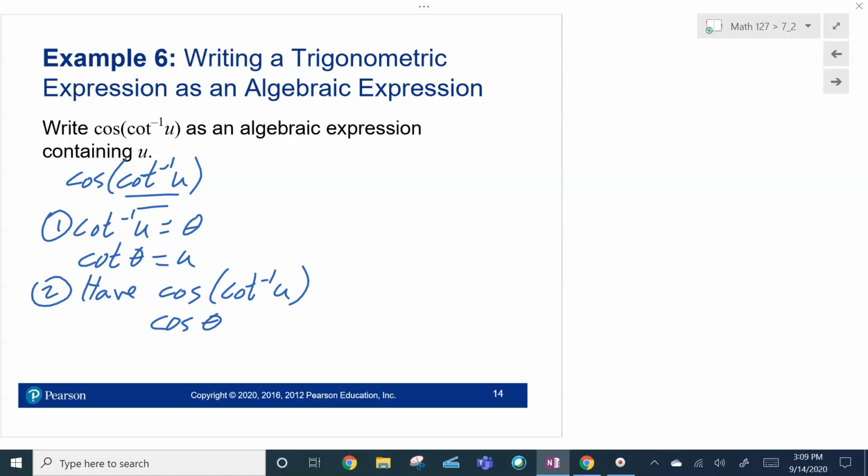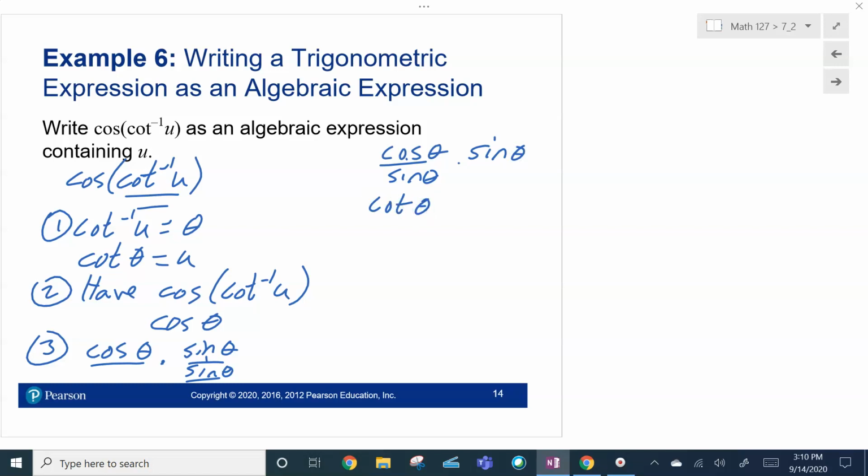What I'm going to do is run a little trick on this. I'm going to multiply this, because I'm trying to put this all in terms of u, and I know that the cotangent of theta is u. So how am I going to get the cotangent? Well, I need a cosine over sine. So let me just multiply this by sine over sine, so I'm multiplying it by 1. And here's my cotangent: cosine over sine. So this becomes cosine over sine times sine. Here's cotangent, which we know to be u.